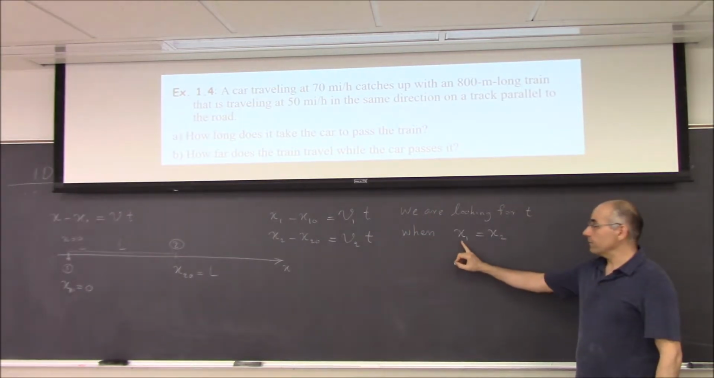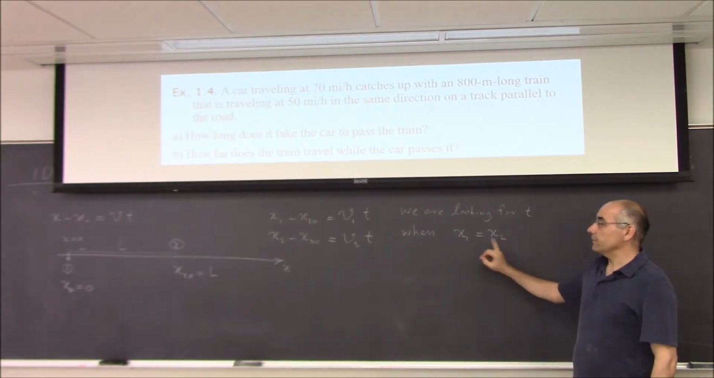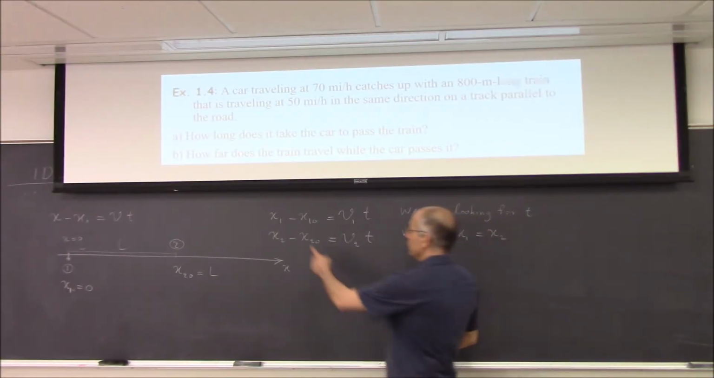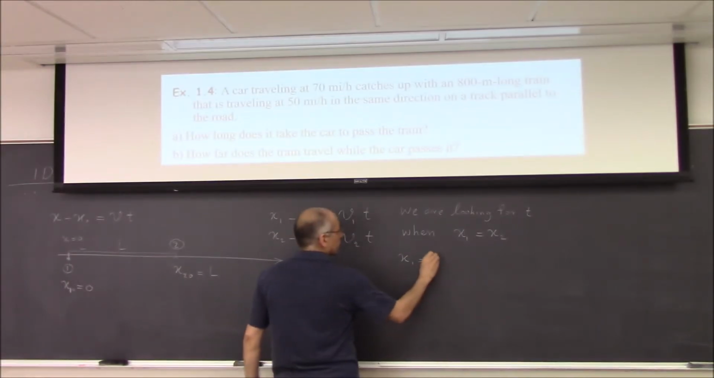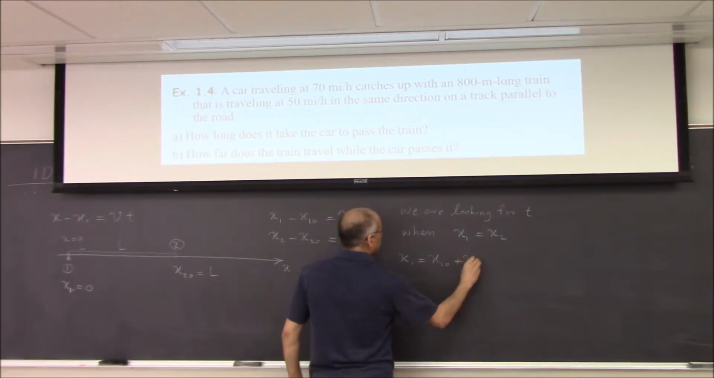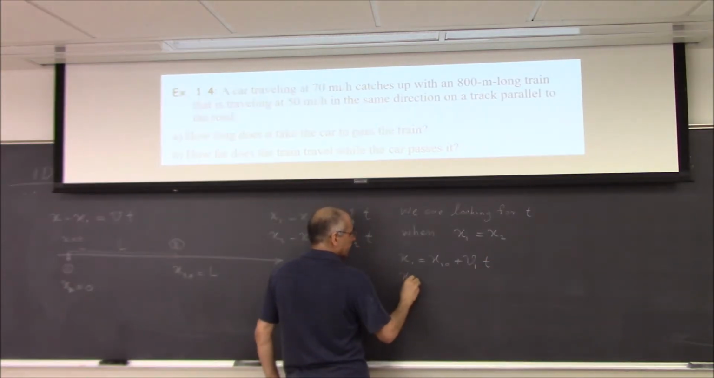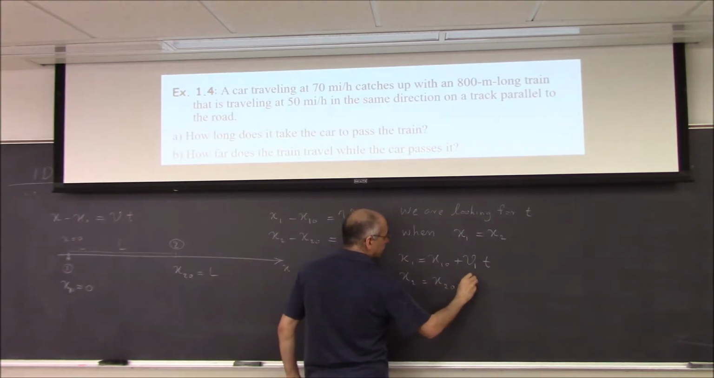x1 is the position of the car. x2 is the position of the front of the train, right? We want to find time when these two are equal. So put them equal. So x1 is x1 naught plus v1t, and x2 is x2 naught plus v2t.